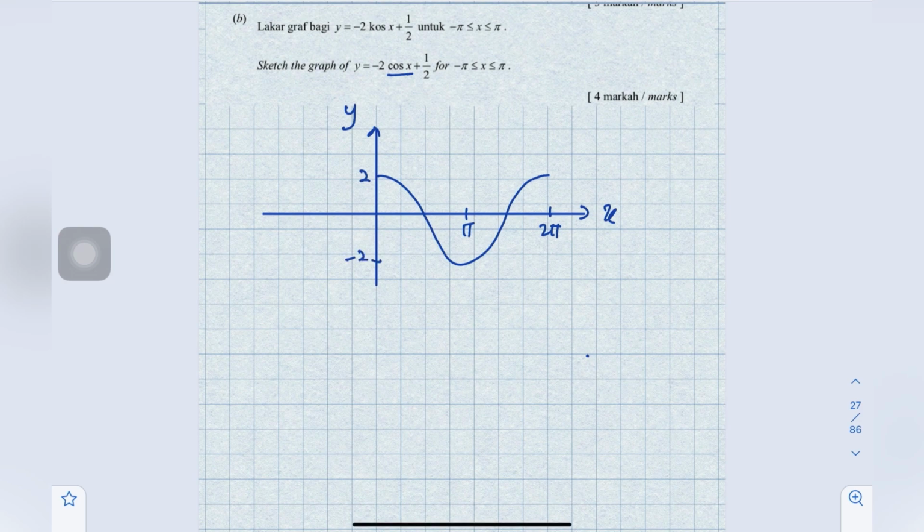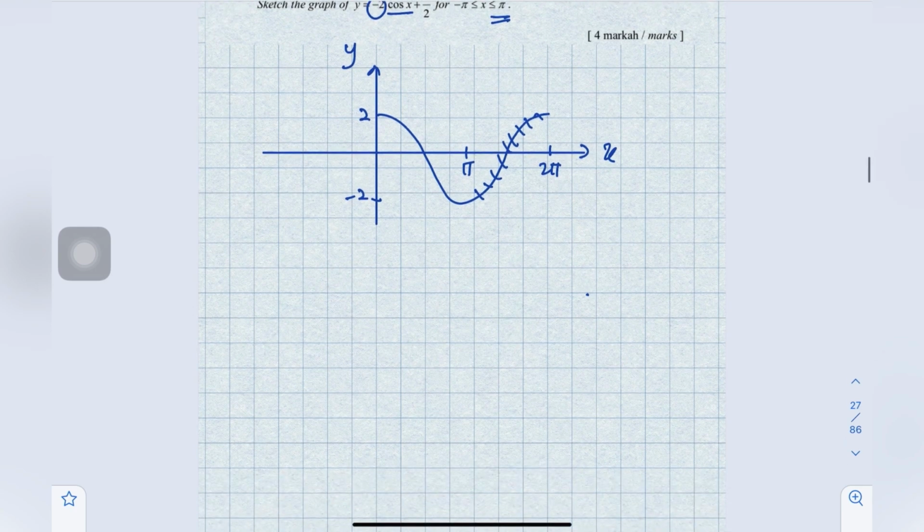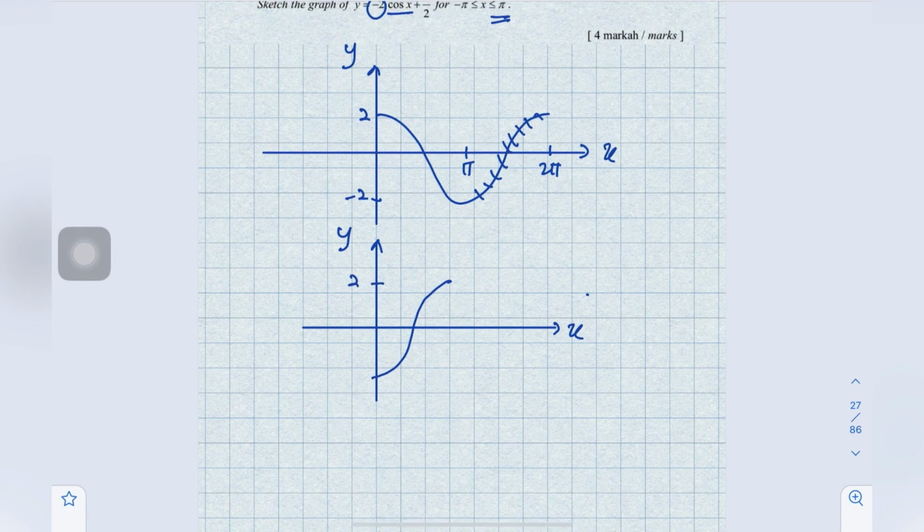But now we have a negative, so we need to reflect about the x-axis. Then this one only goes up to pi, so it is half. So we reflect the graph. This is x, this is y. Reflect, and we get something like this. So 2, negative 2, and this is pi.